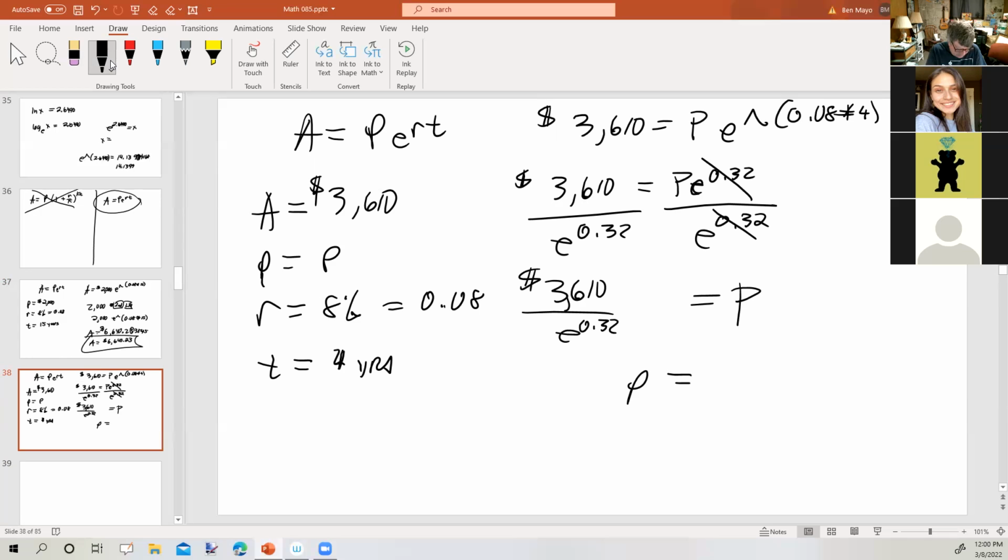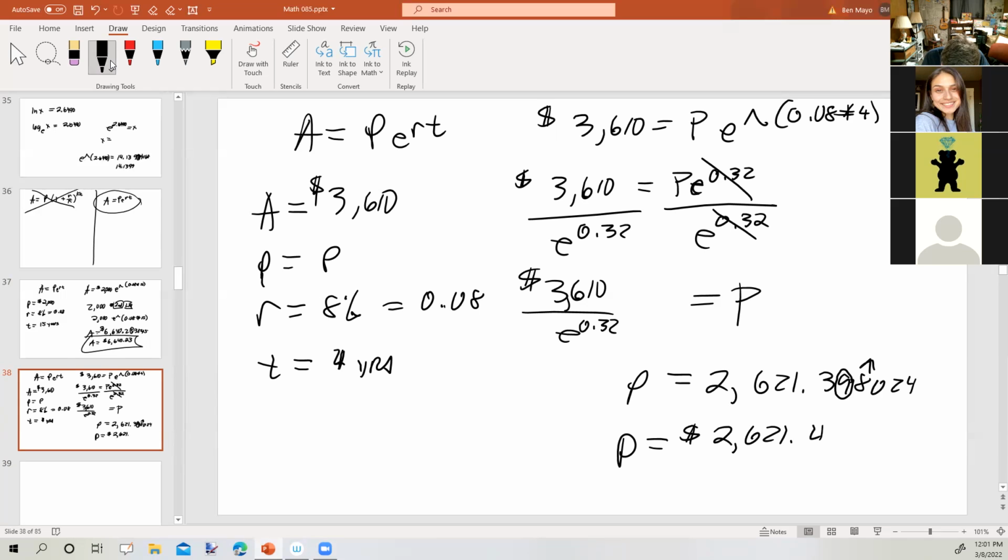So 3610 divided by e to the 0.32 power. And I get 2621.398024. This is money, so we'd round to the nearest cent. The 8 would round up. So the initial amount was $2,621.40. So that's what they started with.